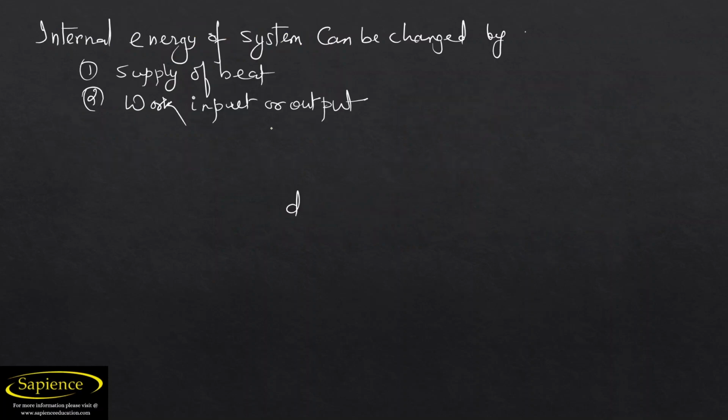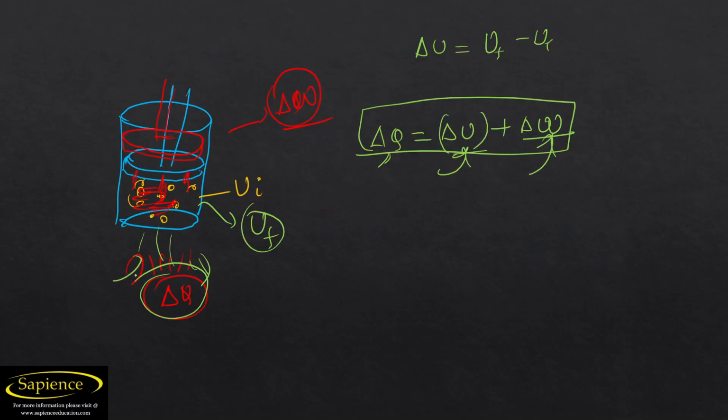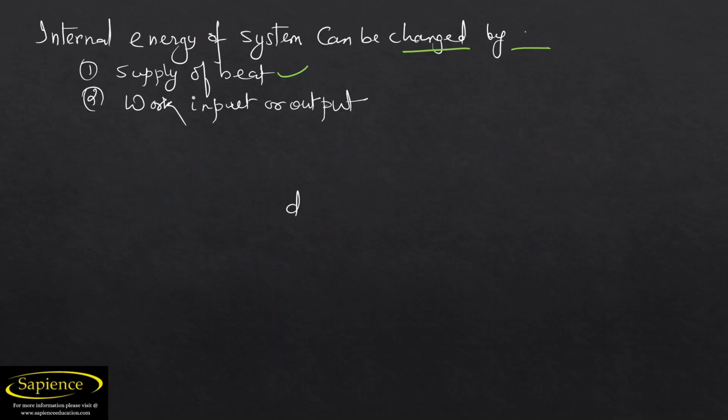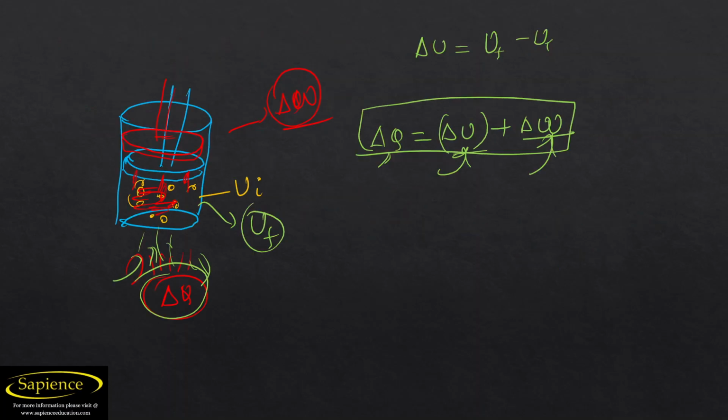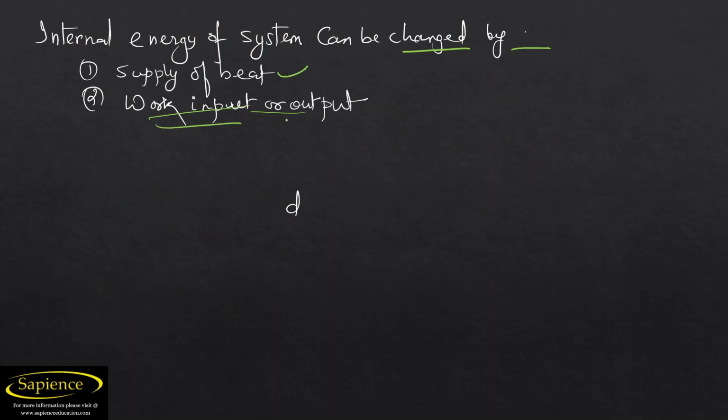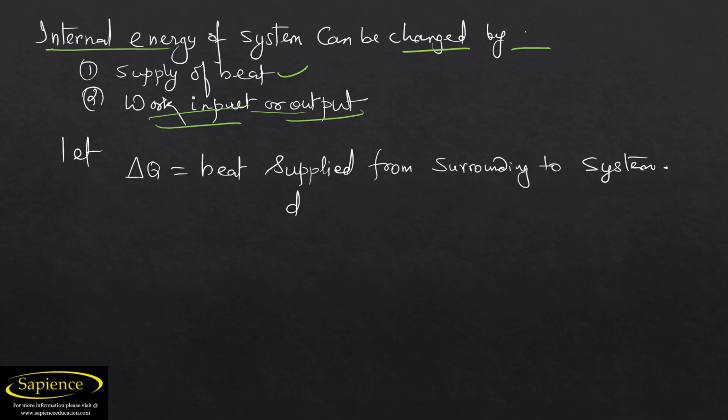Now the internal energy of a system can be changed by supplying heat. As we have already discussed, if you apply heat, there will be a change in internal energy. There is also work input or output. If you have stopped the supply of heat, but you are doing work on the piston by changing its volume or taking it out, there will also be a change in internal energy. So if there is a work input or output on the system, there will be a change in the internal energy of the system.